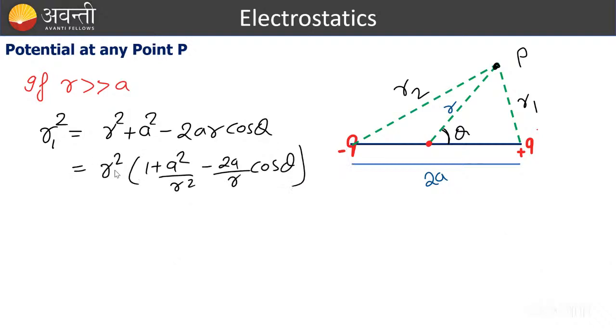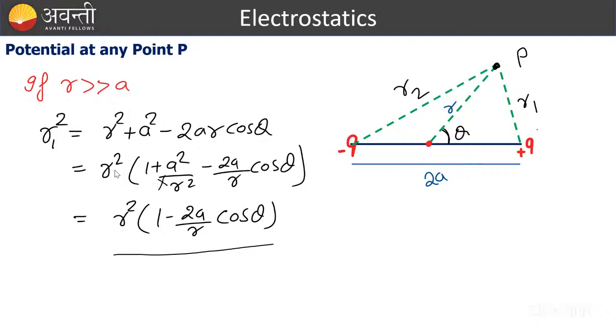So same thing I have done here. I took the common. Then I neglected this term, right? And this thing you got. So R1 square is equal to this much. Okay. And what will be the value of R1 then? R1 square is how much?